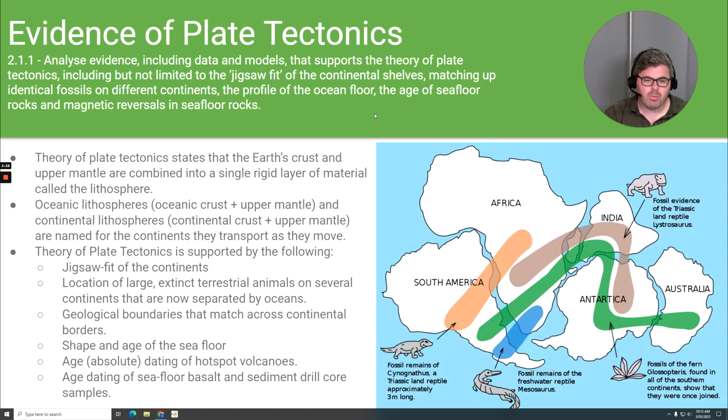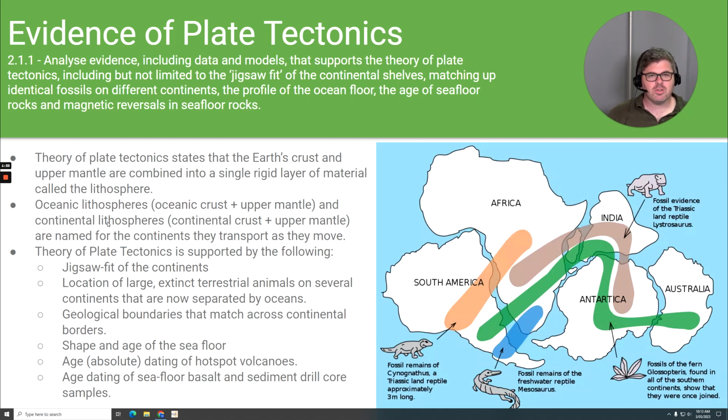So, when we're looking at plate tectonics, we have to look at the theory first, which states that the Earth's crust and upper mantle are combined into a single rigid layer of material we call the lithosphere. Think of it like the crust around the edge of a pizza. Okay? Now, the oceanic and continental lithospheres are named for the continents or masses that transport on top of them.